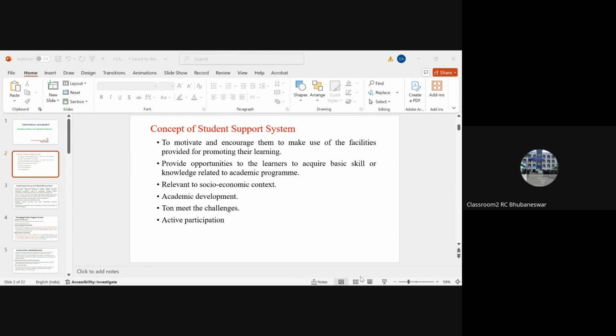And student support service also provides opportunities to the learners to acquire basic skill and knowledge related to the academic program. Another very important student service is the counseling program. Under the counseling program, each and every program has a counseling schedule and all the learners get involved, not only to get information about the syllabus and the paper, but also about the concepts, question answers, project and assignment, and how to solve their problems related to the paper and each and every concept.